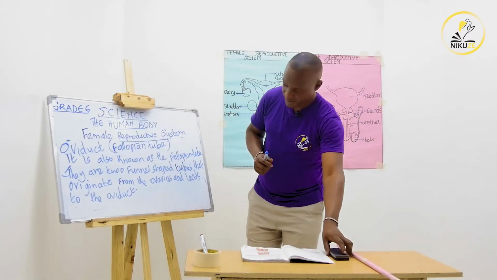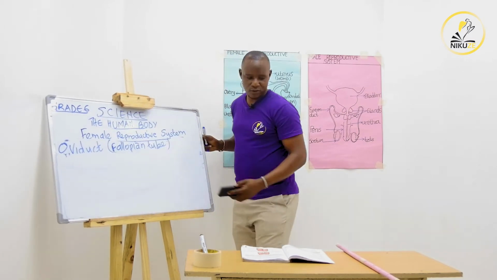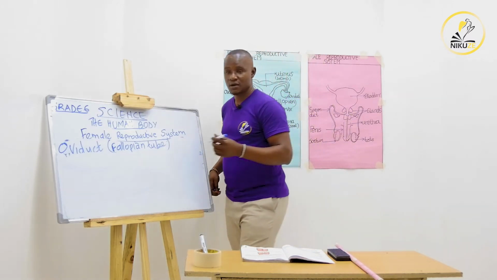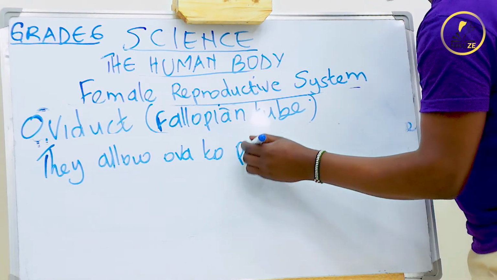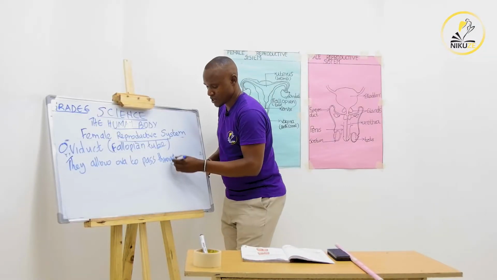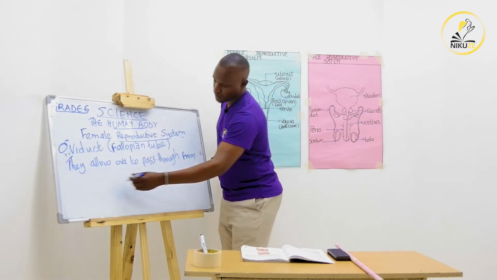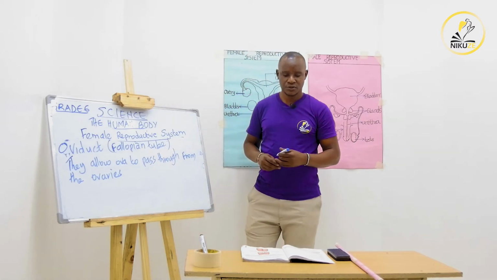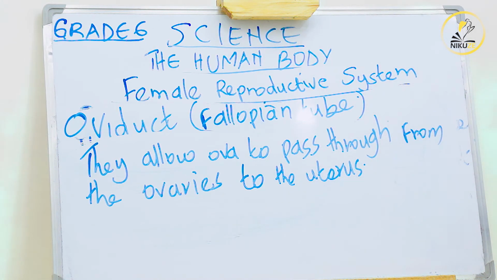Now, what is their role? As much as they are two funnel-shaped tubes, which role do they play? That brings us to the function of the oviduct or the fallopian tube. The oviduct allows ova to pass through from the ovaries to the uterus. So that is their main function, to allow ova to pass through from the ovaries to the uterus.